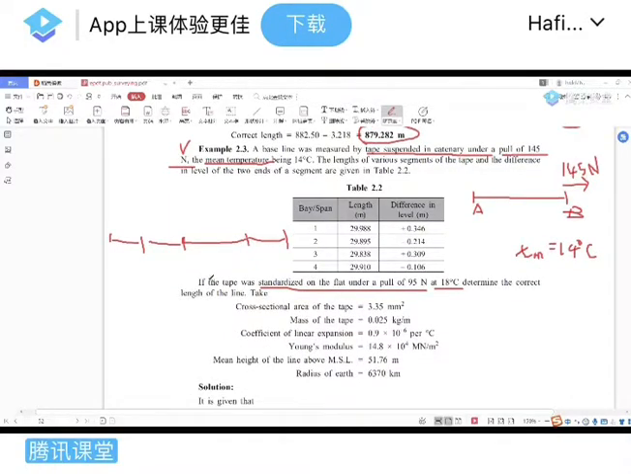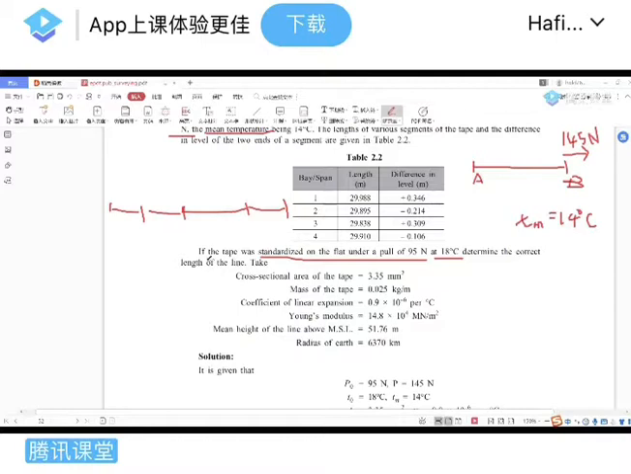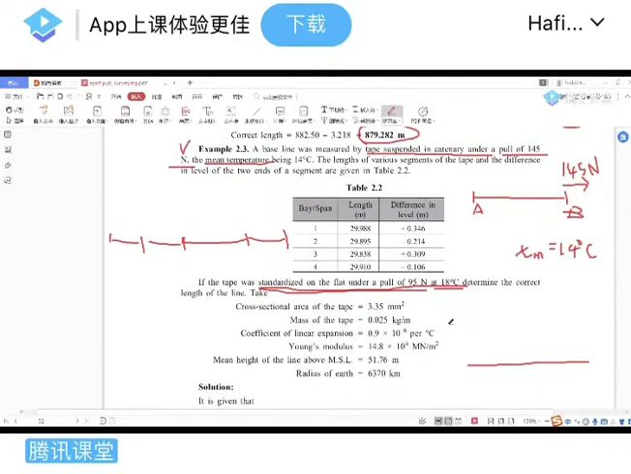Okay, let's continue. The tape was standardized on the flat, so it means this is a standardized condition. What kind of condition? This is the standard tape. So now you try to define the standard tape. Like I say, there is nothing called a standard tape in this world. The standard tape is a concept.